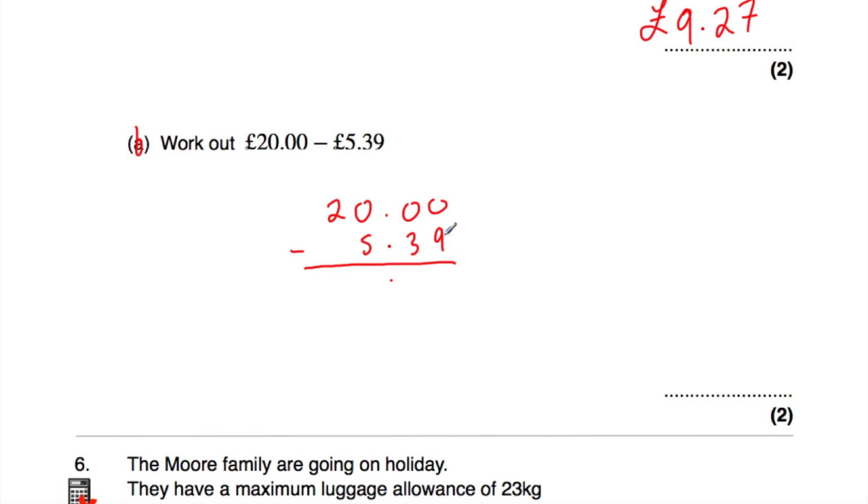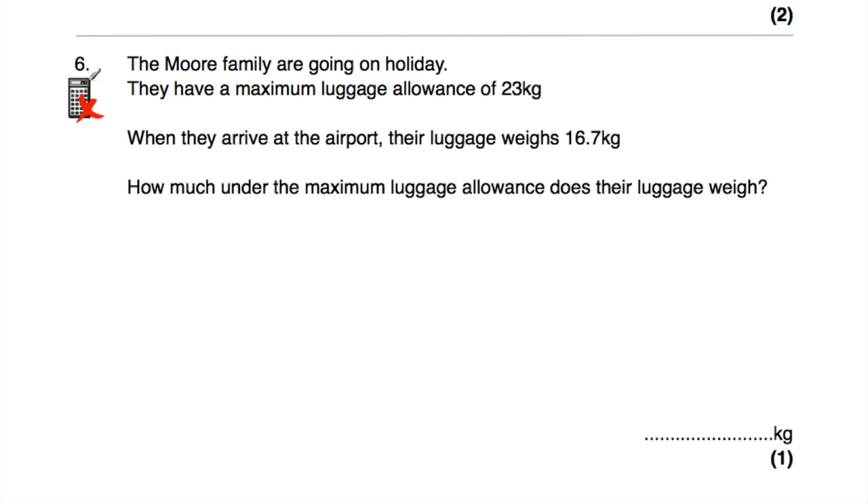So 0 take away 9, well, we're going to need to borrow, and there's nothing to borrow from, so we're going to have to borrow from here. That's now a 1, and that's a 10. Cross off, so that's now a 9 and a 10, and cross off, that's now a 9 and a 10. 10 take away 9 is equal to 1. 9 take away 3 is equal to 6. 9 take away 5 is equal to 4. And 1 take away 0 is equal to 1. So the answer would be £14.61. And that's it.